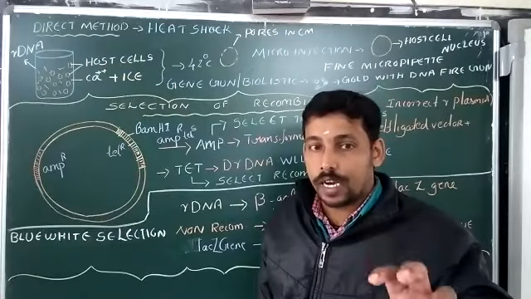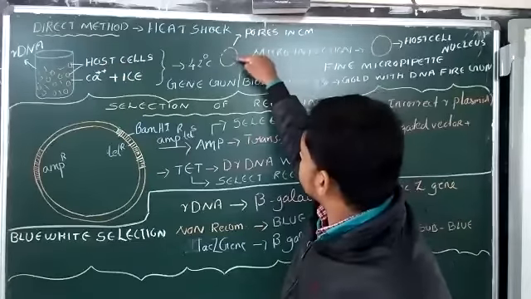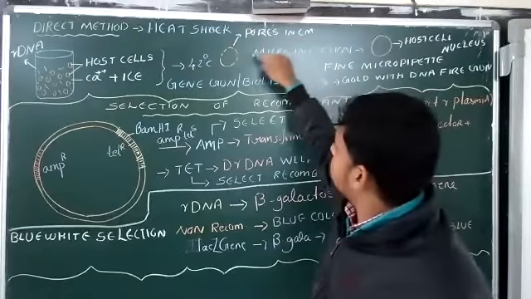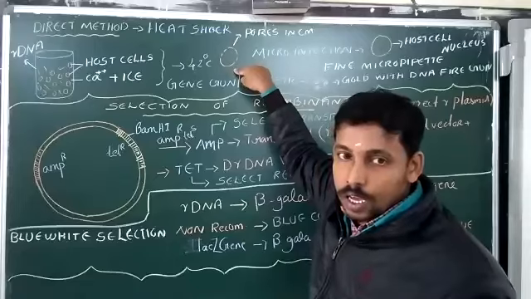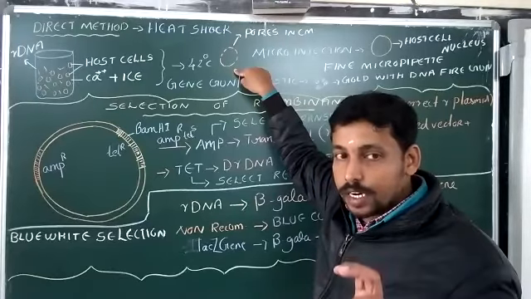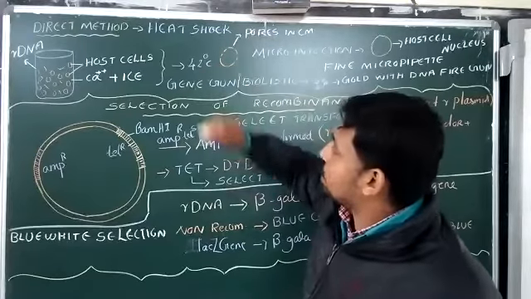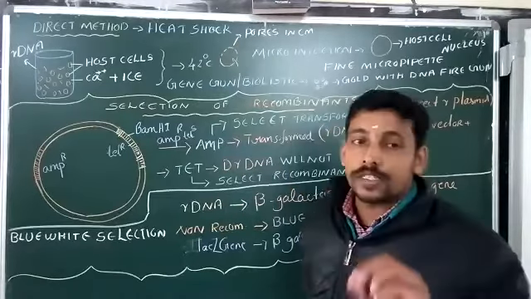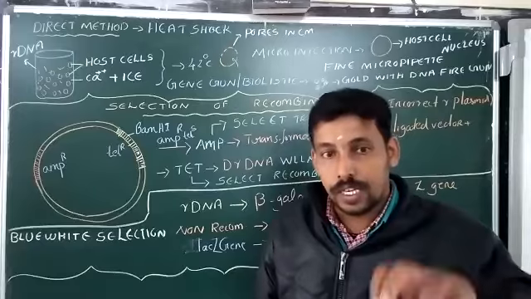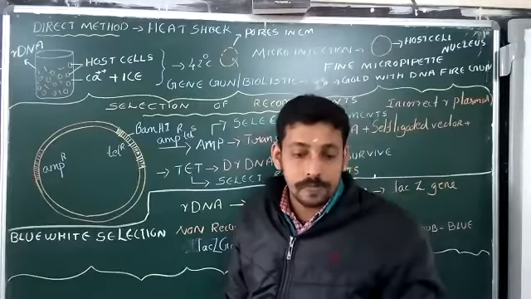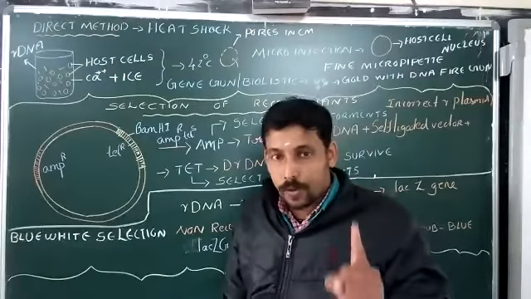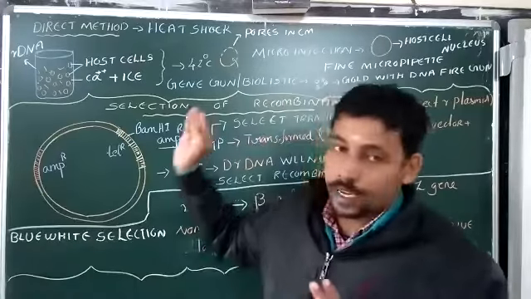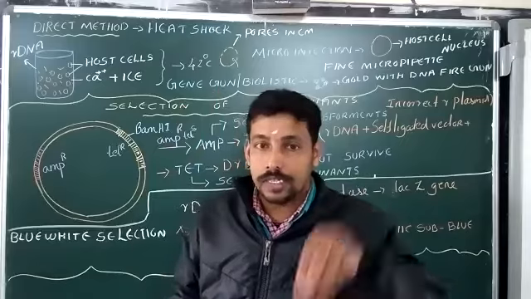and because of this heat shock, some pores may be created in the cell membrane of the host cell. When these pores are created, the recombinant DNA can pass through the cell membrane and reach the host cell. So that is one method of transferring the rDNA into the host cell.